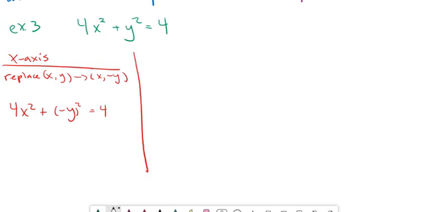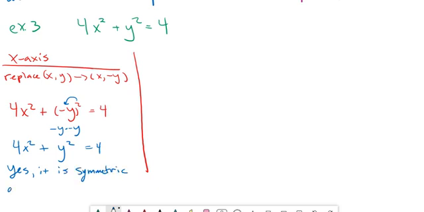So I did my replacing. Now I need to do my simplifying. So this right here is saying negative y times negative y. So 4x squared stays the same. Negative y times negative y is a positive y squared, and then it's still equal to 4. So we did our replacing in red, then in blue we did our simplifying, and now we're checking, does that equation match the original green one exactly? And it does. So we could say yes, it is symmetric about the x-axis.